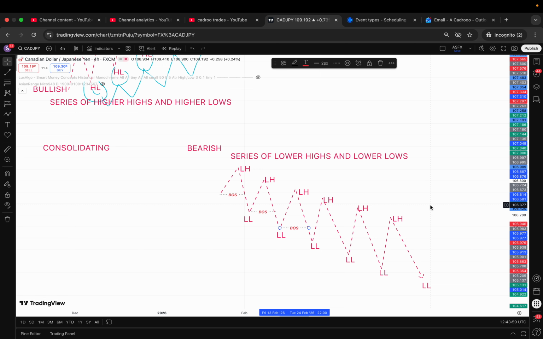Market structure is not complicated. It is literally the foundation of trading. Without market structure, you are going to be trading blindly because you are not going to be able to understand the trend of the market. And if you can't understand the trend of the market, how do you want to be able to place a trade? That means you're just gambling or just guessing.